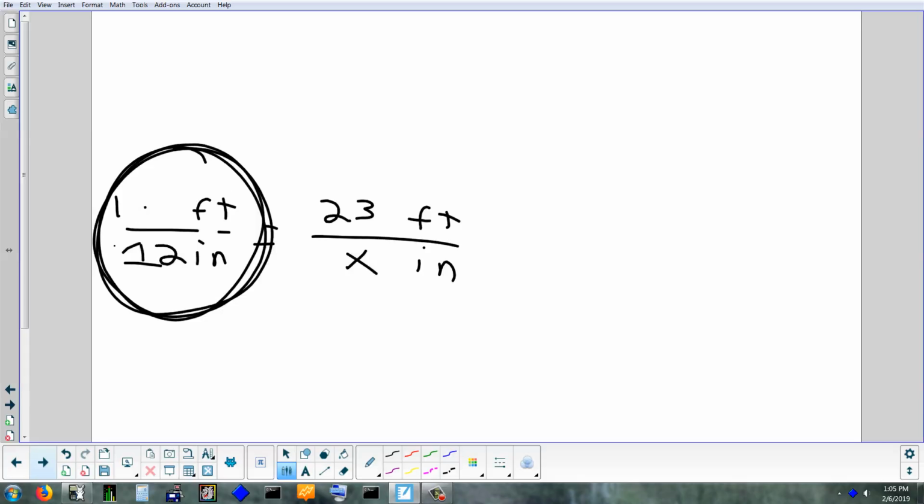Does that work? There we go. 1 foot, 12 inches. I can do trig. I just can't measure. So 1 foot, 12 inches. All right, so that's the thing. We've got to have this fact.